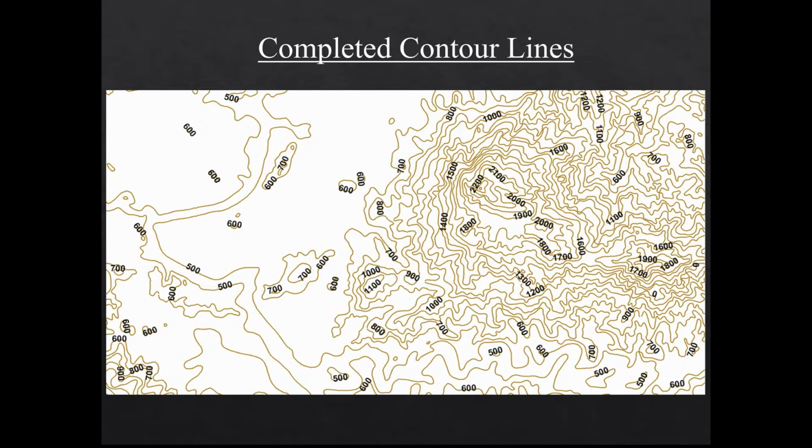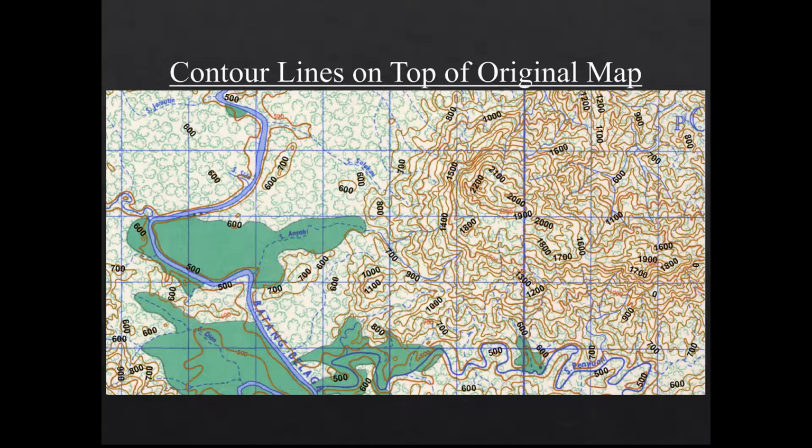This is the result of the automatically digitized contour lines with the contour values labeled. Finally, this shows the complete digitized contour lines overlaid on top of the original contour map. As you can see, the digitized contour lines follow the original contour lines extremely closely, and it does a good job of saving the manual digitizer time.